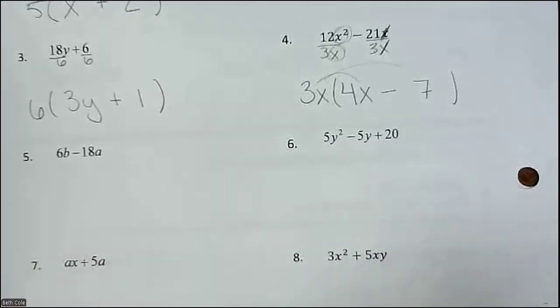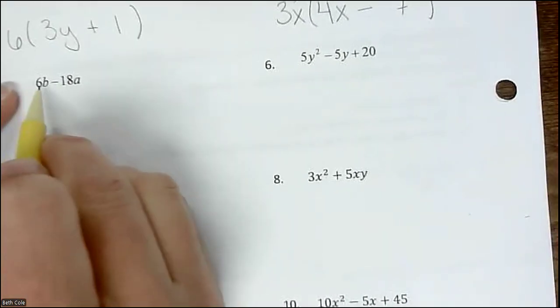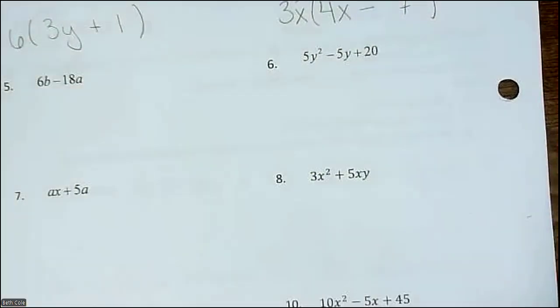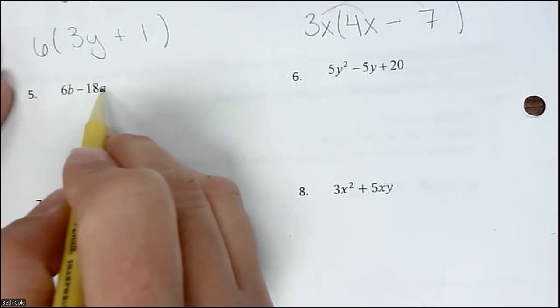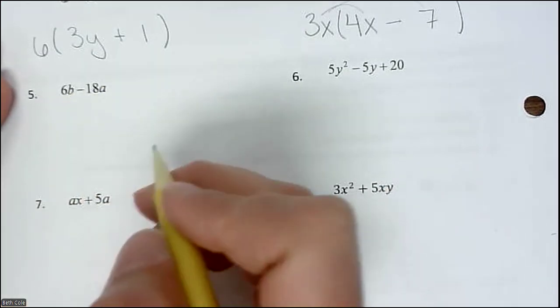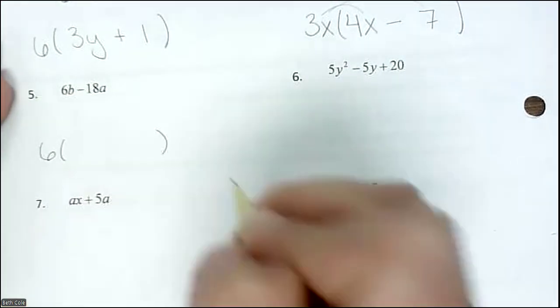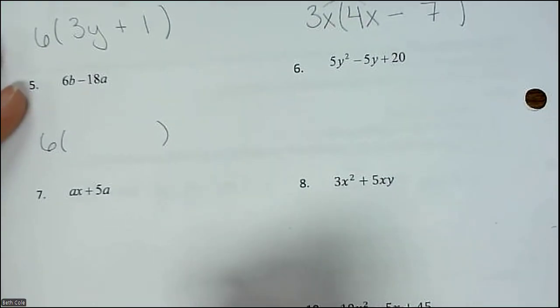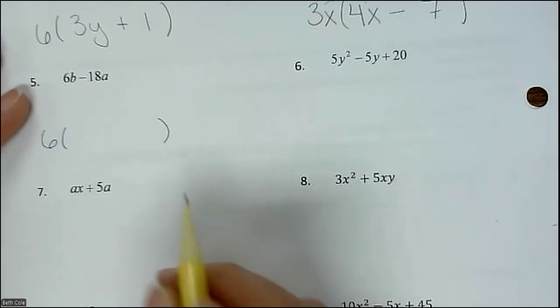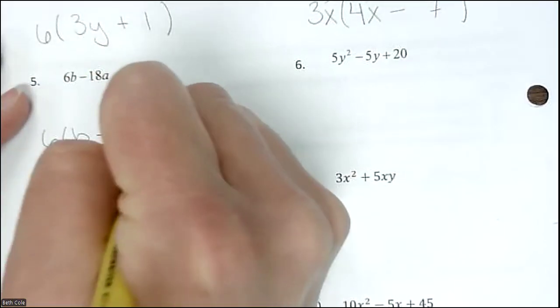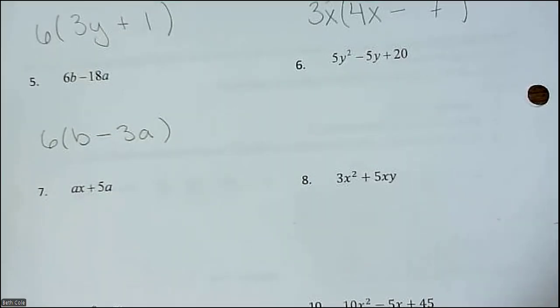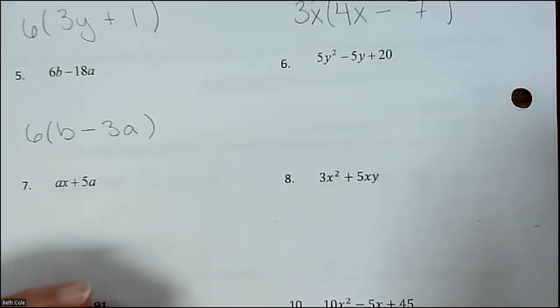All right, so looking at number 5, you have 6 and you have 18. What can you divide out of both of them? 6. Anything else? No. This one doesn't have a B and this one doesn't have an A, so they don't share them in common. So all you can take is 6. So if you divide them both by 6, 1B or just B minus 3A. Good. 18 divided by 6 is 3.